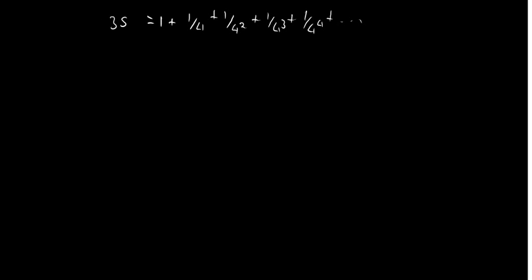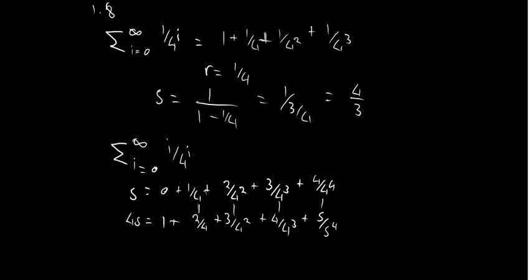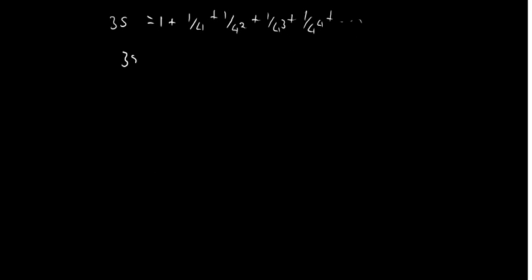We already have an answer to this one. The answer is what we had in the previous question. Since we already know that the answer is 4 over 3, we can say 3s is equal to 4 over 3. So s is 4 over 3 divided by 3, which is 4 over 3 times 3, which is equal to 4 over 9, and that's how we solve that one. Relatively straightforward.